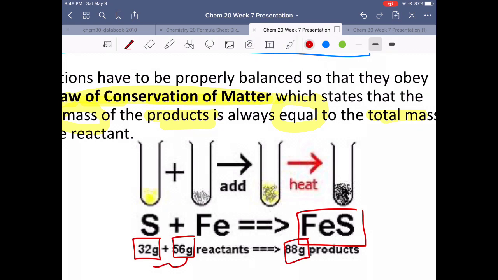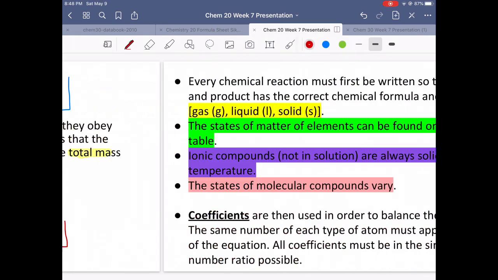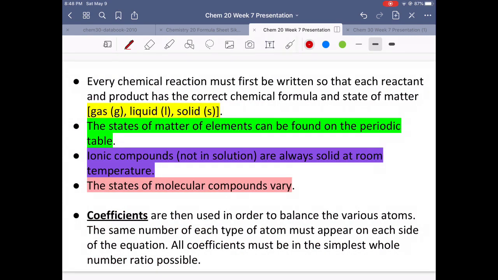You cannot destroy matter. It always has to be accounted for. Okay, let's continue on here into some other reminders to you for how these chemical reactions are written. First things first, every chemical reaction has to be written so you have correct formulas.